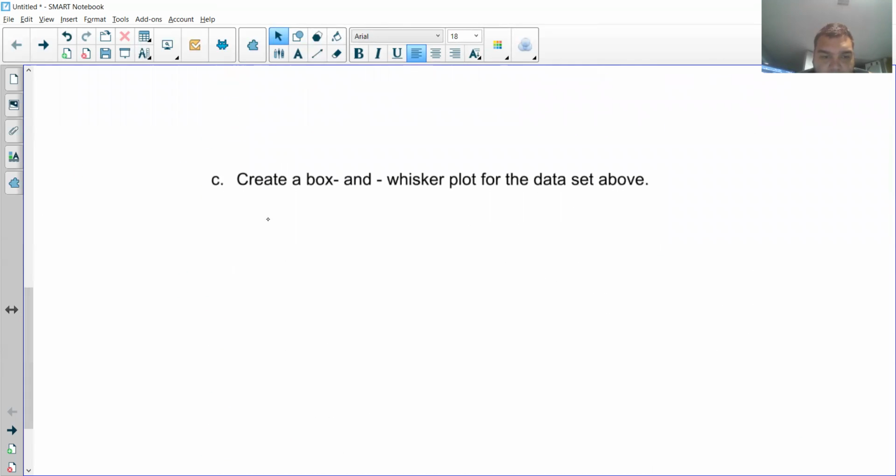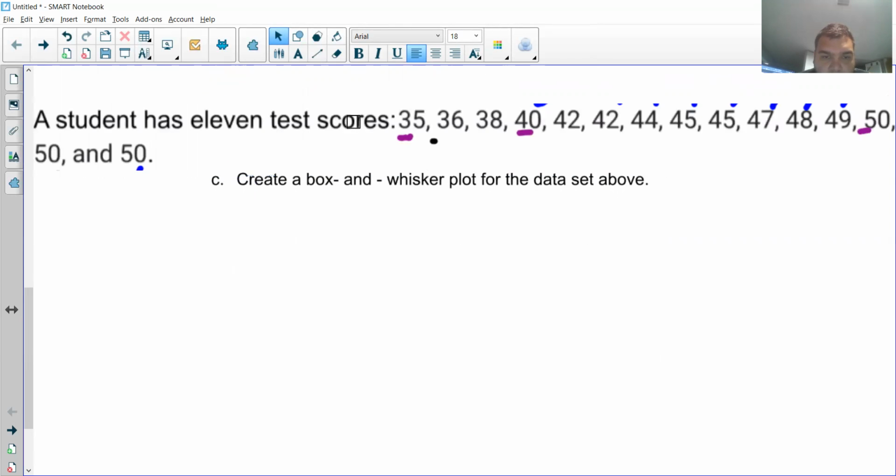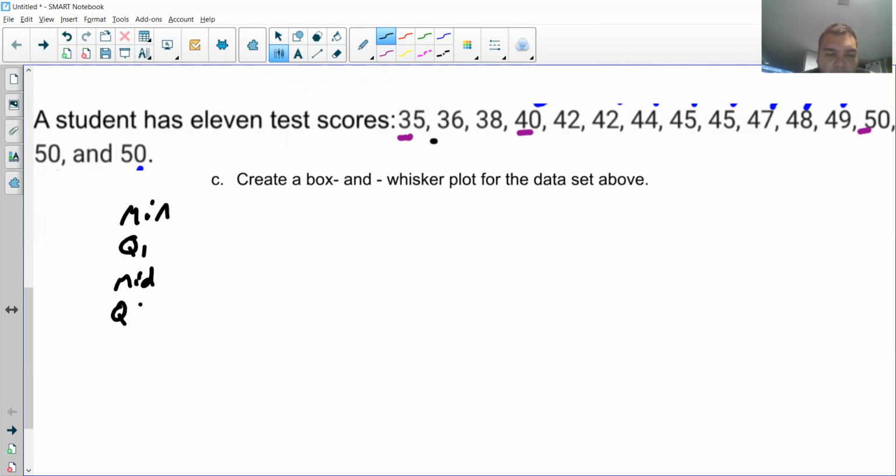Box and whisker plot. We're going to do this very quickly. I just brought the thing down here so we have the scores again, so I can read it on the same page. A box and whisker plot. We did the quarter thing, but we never actually drew it, so I'm going to show you how to draw it. We need the minimum, Q1, the middle or the median, Q3, and the max.